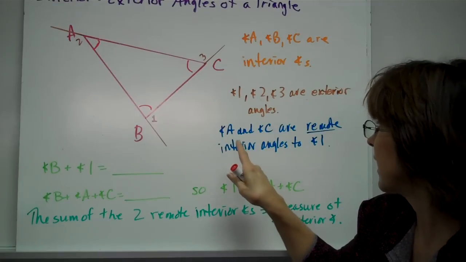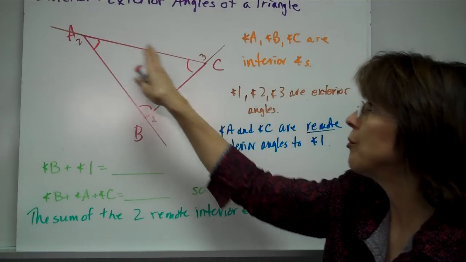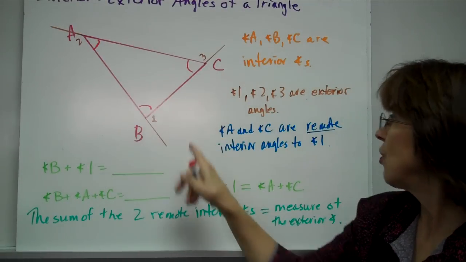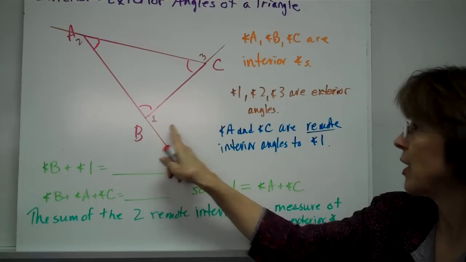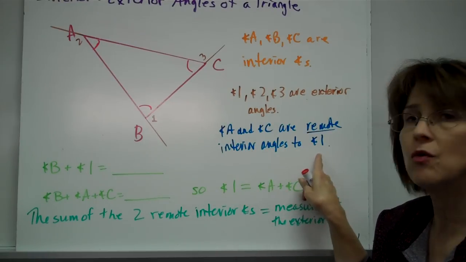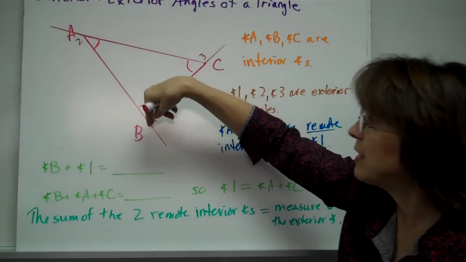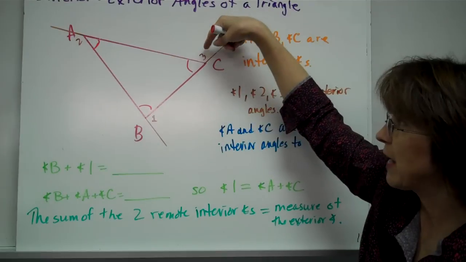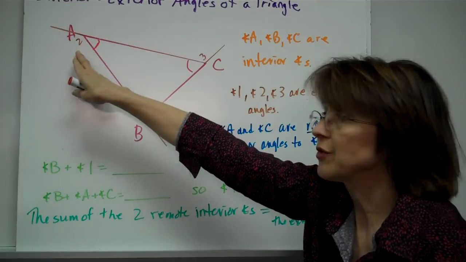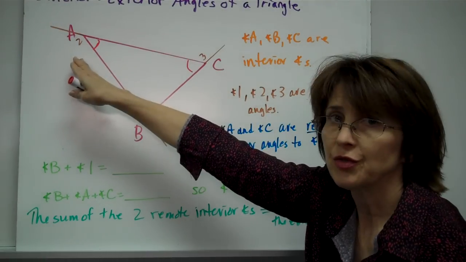It turns out that angles A and C, we're going to call them remote because they're far away when you think about angle 1. So angle A and C are remote interior angles to angle 1. We could think of angle A and B being remote interior angles to angle 3, and the same thing for angle 2: angle C and B are remote interior angles from angle 2.